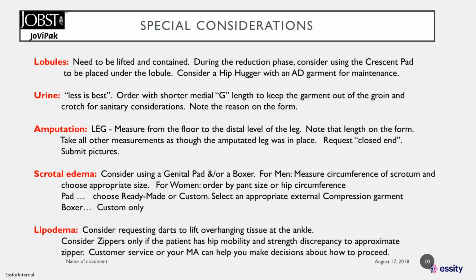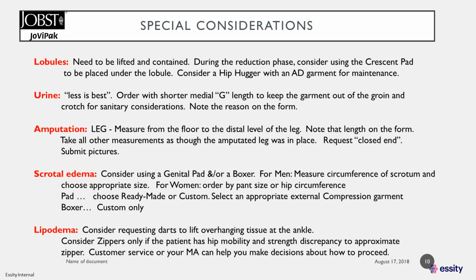Let's talk about some of these special considerations for our patients. Sometimes we encounter lobules, of course, and they need to be lifted and contained. If we have a problem with incontinence, then we want to use less is best as a general rule. Order that garment with a shorter medial length for a leg, and make that G length a little bit shorter to keep the garment out of the groin or out of the crotch for sanitary considerations. And note that reason on the form so we understand why that's a short length.